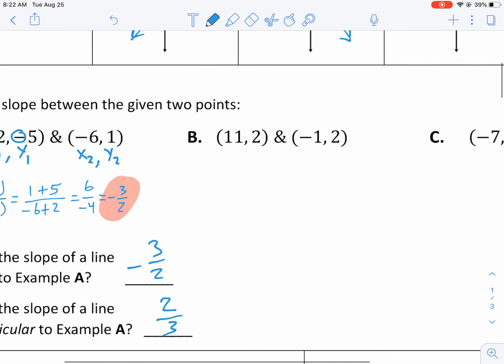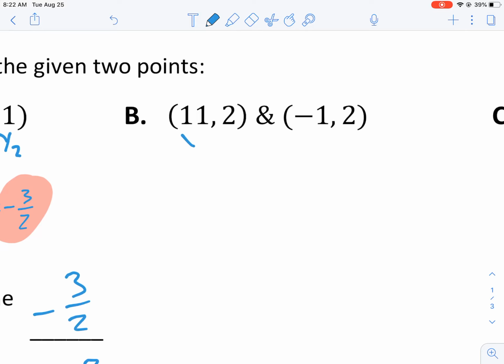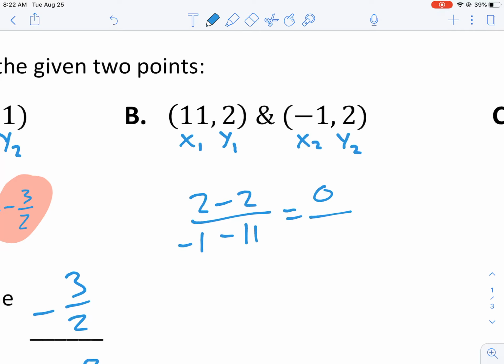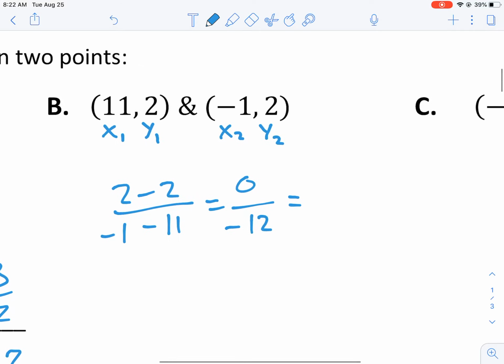We're going to try one more, all right? Again, we're going to label our points, x1, y1, x2, y2. So let's try this. So we got y2 minus y1. That's 2 minus 2. x2 is negative 1 minus x1, which is minus 11. So interesting thing here, 2 minus 2 is 0. Negative 1 minus 11 is negative 12. And we know 0 divided by anything is 0. So this is actually just a slope of 0.